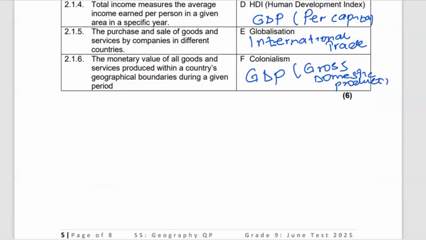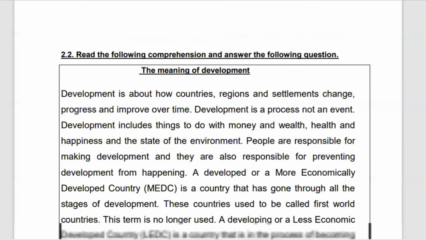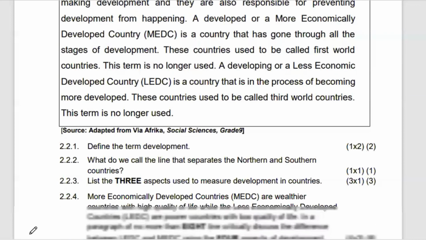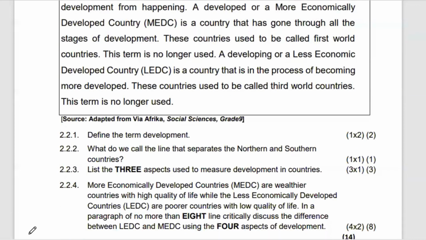All right, let's move on. Read the following comprehension and answer the following questions. The meaning of development. All right, that comprehension is about the meaning of development. So we are going to describe the term development. All right. So what is development? It refers to how countries, regions, and settlements change, progress, and improve over time.